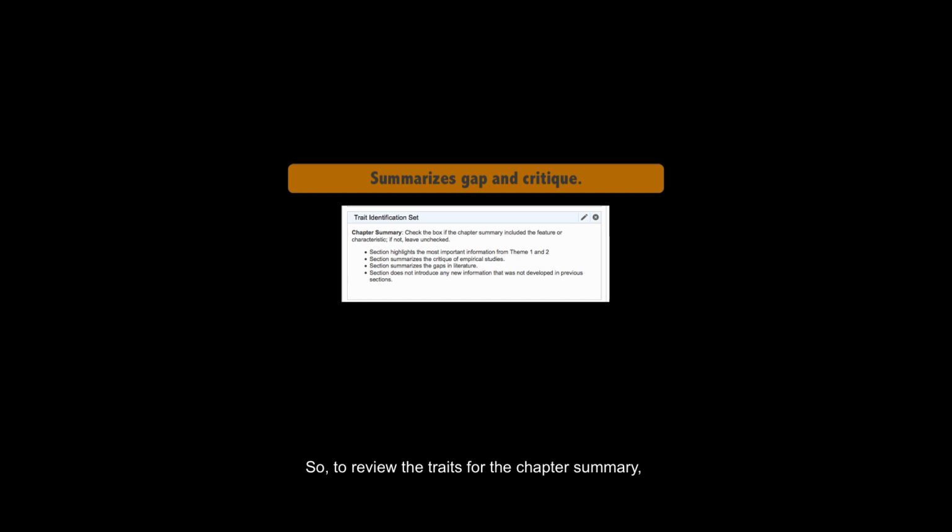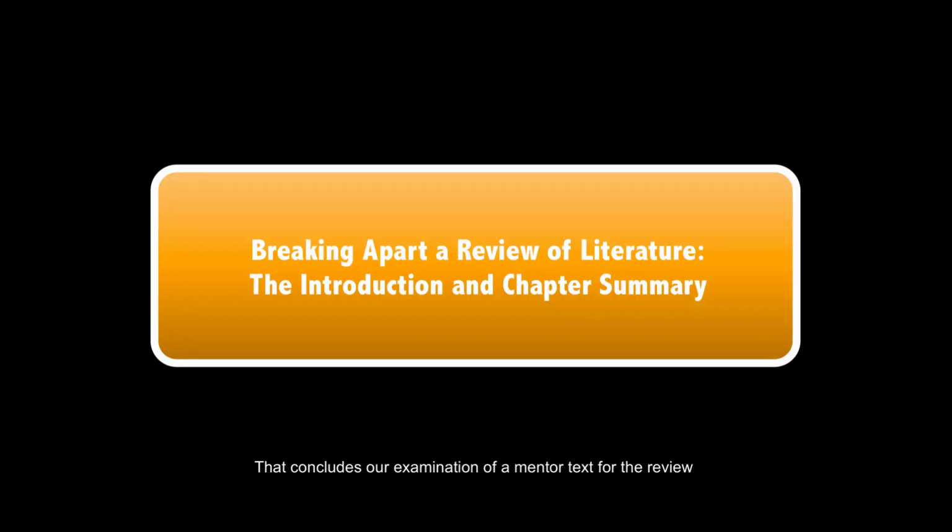So to review the traits for the chapter summary, it should highlight the most important information from Theme 1 and Theme 2. It should summarize the critique of empirical studies. It should summarize the gaps in literature. And this section should not introduce any new information that was not developed in previous sections. This is the one section where it's okay for you to not cite sources. That concludes our examination of mentor text for the review of literature.